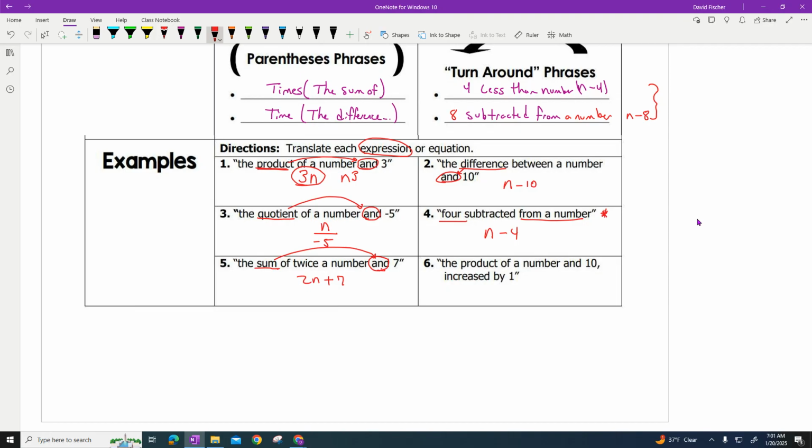All right, the product of a number and 10, product means times, it goes right there. A number and 10, product means times, I want to put 10n, not n times 10. Okay, a number and 10 increased by 1. See, kind of catching on. Look for that A and D word, look for the operation.